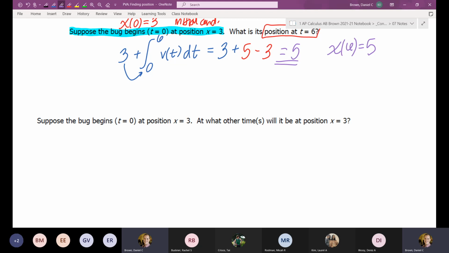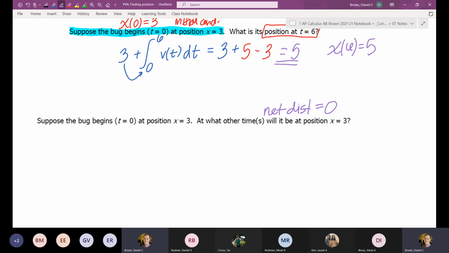And that's kind of like what this problem is asking you. This bug is starting at 3, it's traveling around. We want to see when it ends up back at 3. So we are basically looking for when the net distance is equal to 0. Well, what is the net distance represented by? The net distance is represented by an integral. So we're basically going to be looking for when an integral is equal to 0.